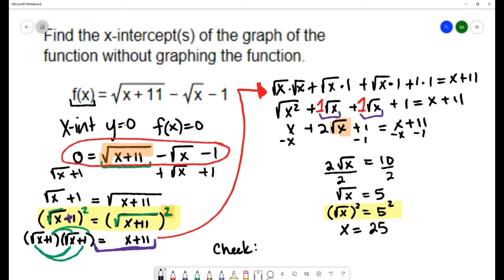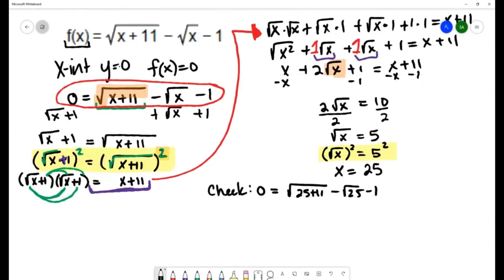So that's 0 equals square root of 25 plus 11 minus square root of 25 minus 1. So 25 plus 11 is 36, so we have square root of 36. Square root of 25 is 5. Square root of 36 is 6. And negative 5 and negative 1 combine to be negative 6, and that does equal 0.